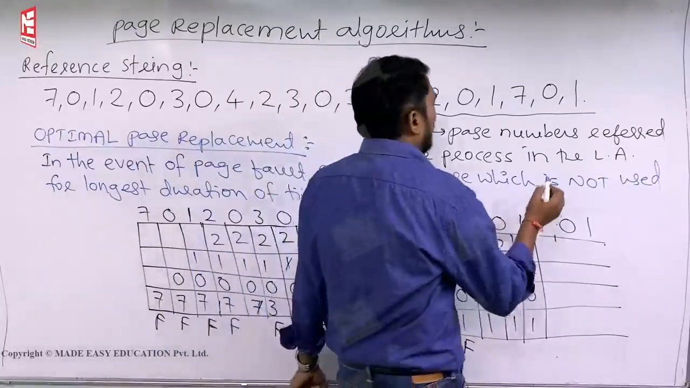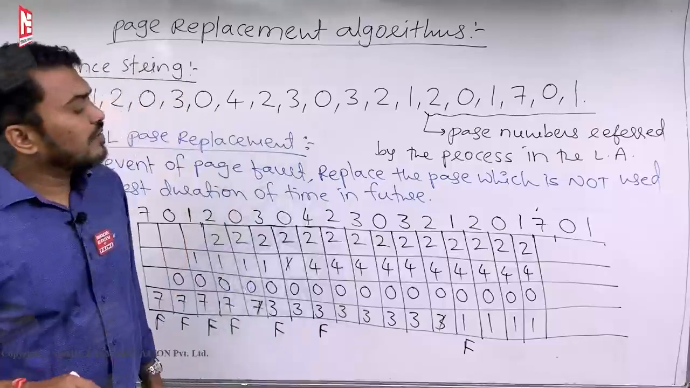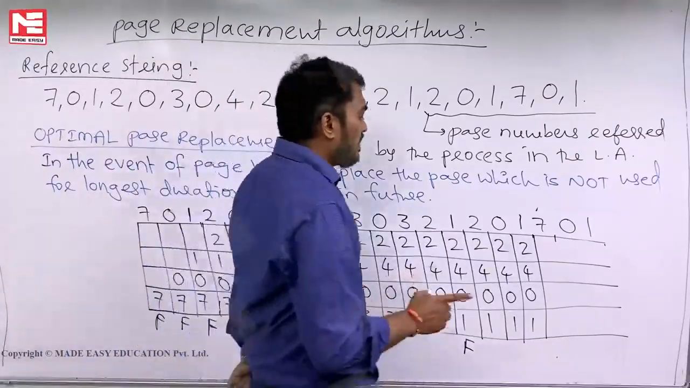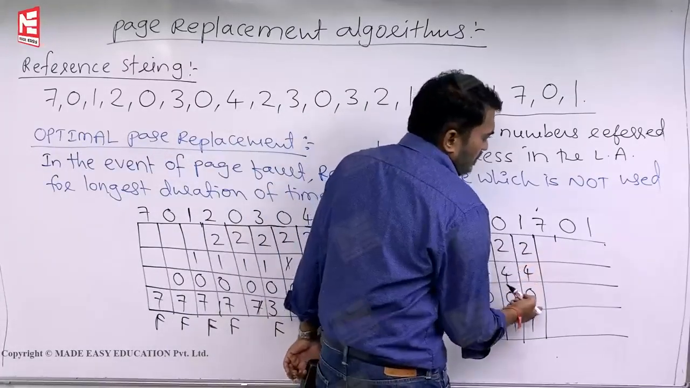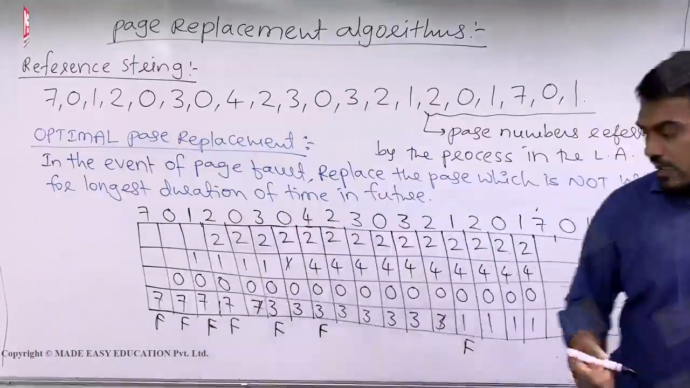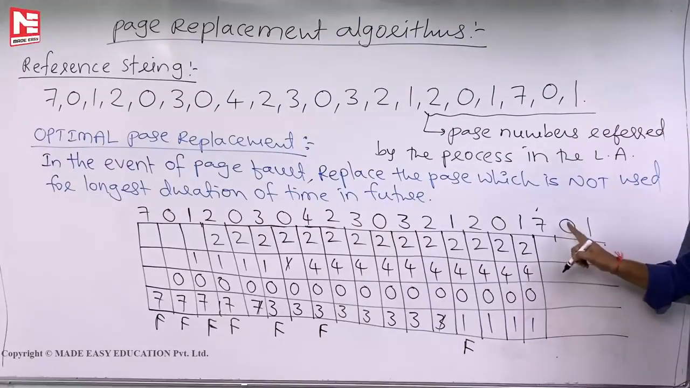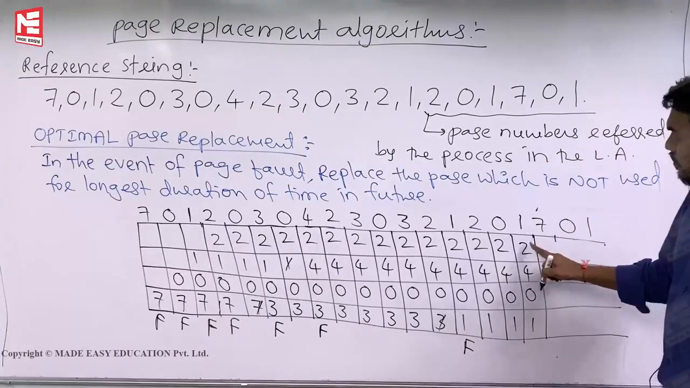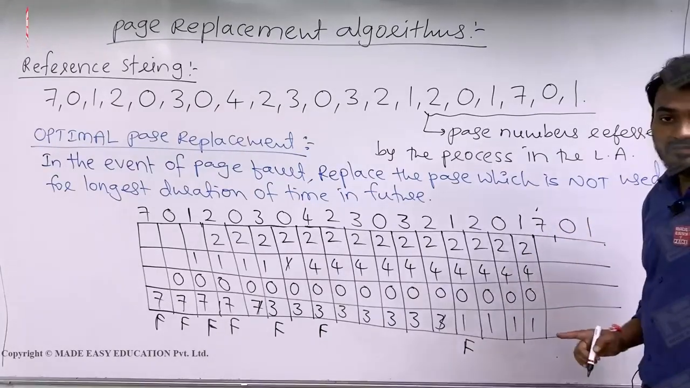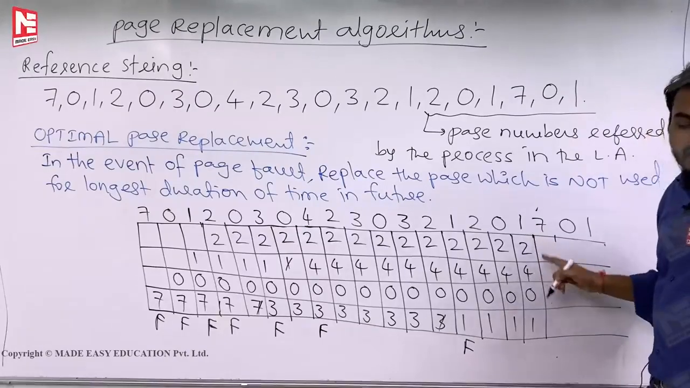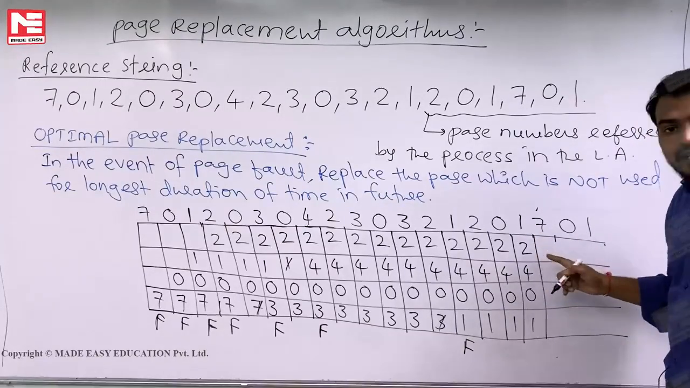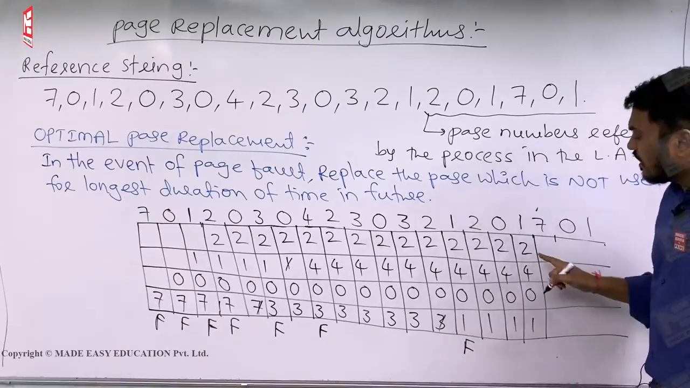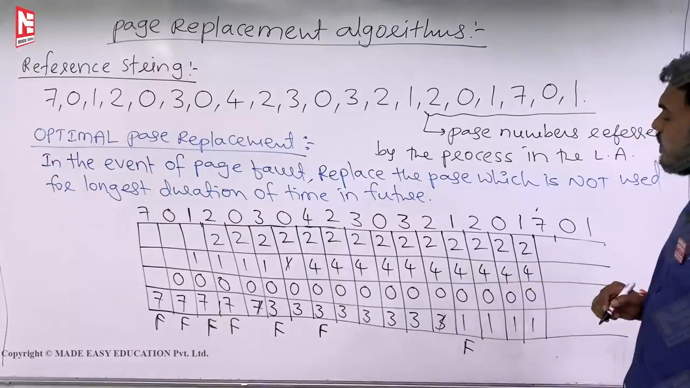Next, now tell me 7 here. Now 7 is available here? No, 7 is not available. Now tell me which one to replace now. अभी सोच के बताओ. 7 is not available. In 2401, listen here. In 2401, 0 and 1 are used in the future, but 2 and 4 are not used in the future at all. So in that case, you can replace anyone. So in that case, what I said, follow the FIFO order, first in, first out. Now tell me 2 और 4 में, okay, who is coming first?